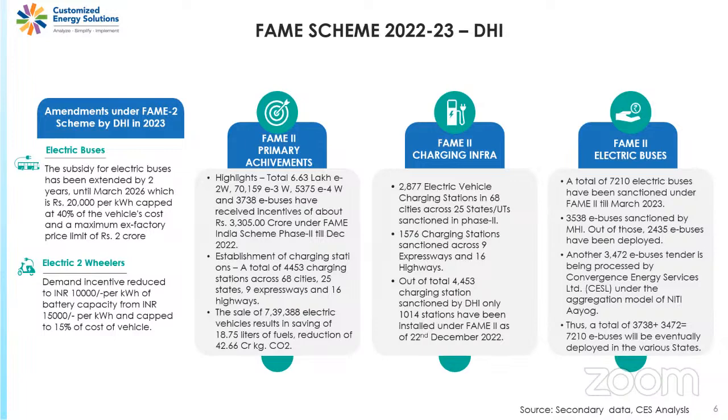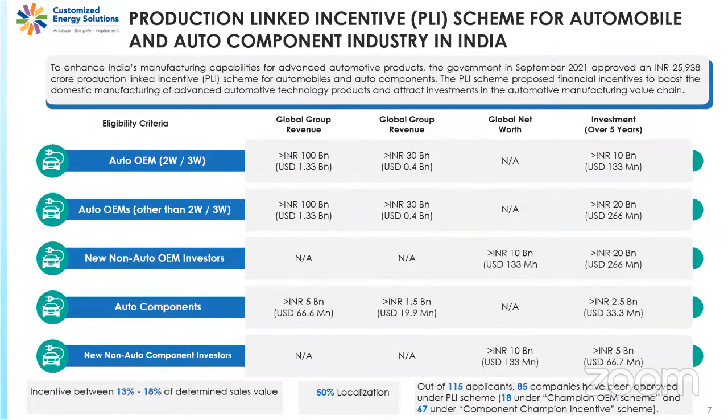Okay, so moving on. Now we'll look at the Production Linked Incentive, or PLI, scheme for auto and auto components in India. This scheme was launched to accelerate manufacturing of auto components for advanced automotive products. This was the intent of the scheme, with a budget outlay of 25,938 crore. That was the budget allocated for this program.